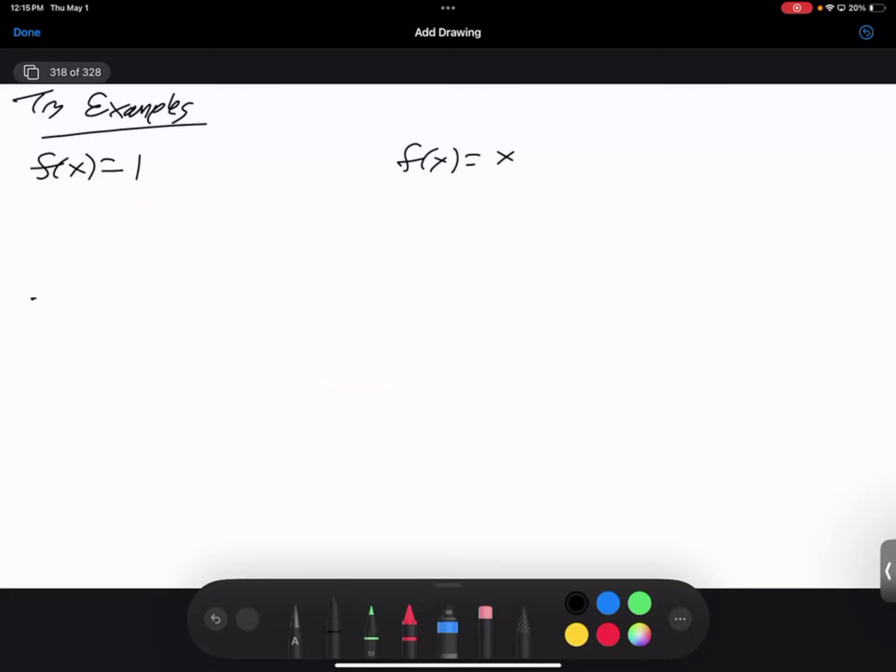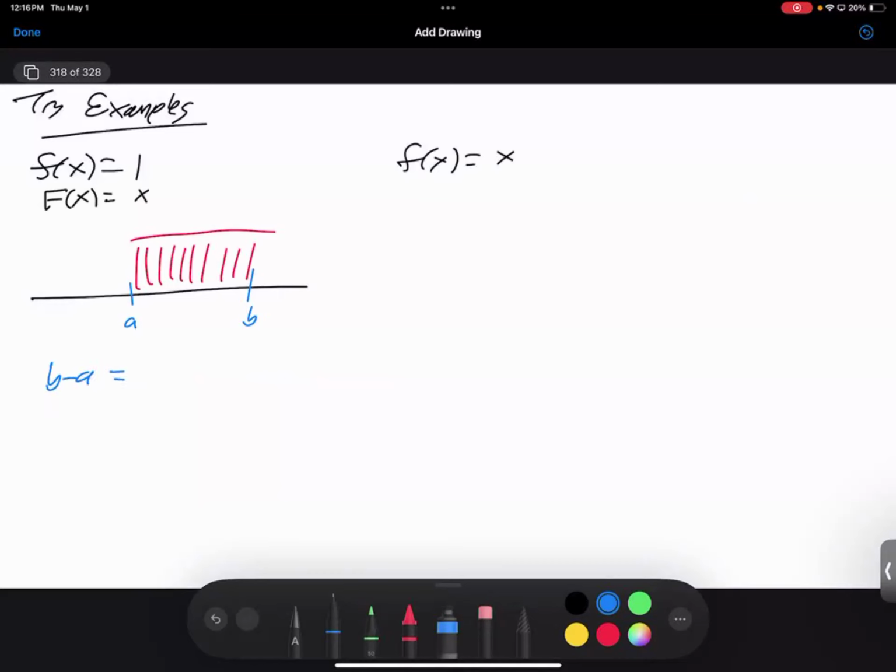So let's see what the fundamental theorem of calculus is saying. So here's a, here's b. My function's identically 1. In this case, the antiderivative, or at least one antiderivative, is x. And so the area, which is b minus a, is equal to f of b minus f of a, which is just b minus a.